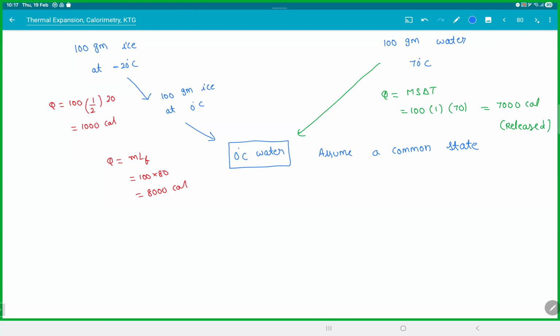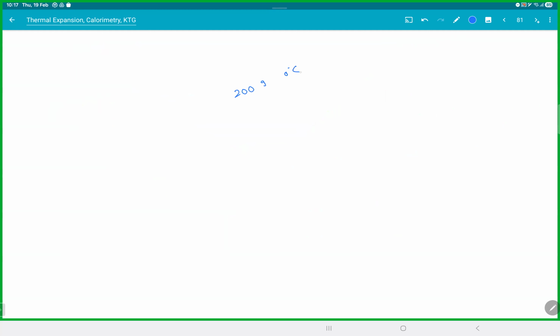Now, finally, what do you have? Since you assumed everything has become water, I have 200 grams of water. See, I'm changing the whole question now. I have 200 grams of water at 0 degrees. And how much heat do I have? This thing has released 7000 calories. And this thing has absorbed 1000 calories and 8000 calories. That means I have a deficit of 2000 calories. So can I ask you a new question? I have 200 grams of water at 0 degrees and someone removed 2000 calories of heat. What will happen? Isn't that how the question has become?